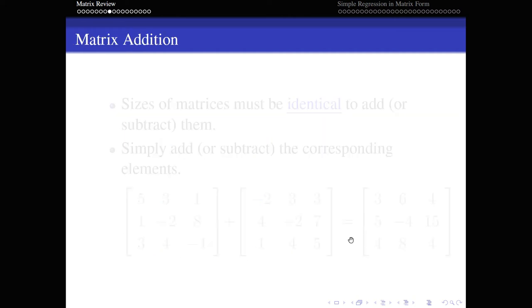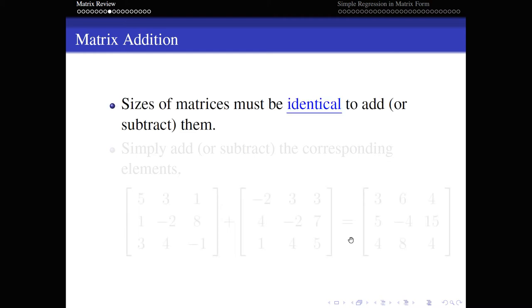So that's how I tend to think about it. And matrix transposes we will use pretty heavily in the mathematics that we're going to be talking about with simple linear regression. Now, sizes of matrices have to be identical so that we can add or subtract them.